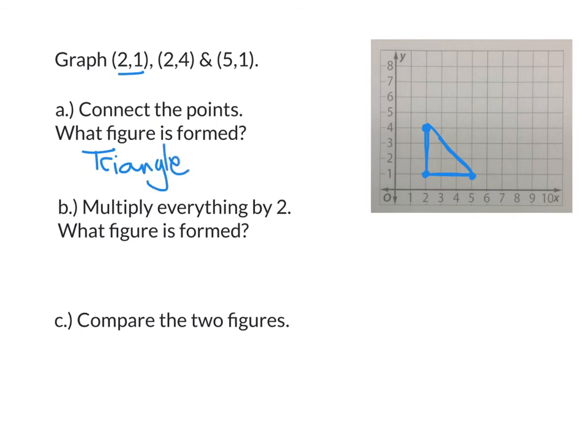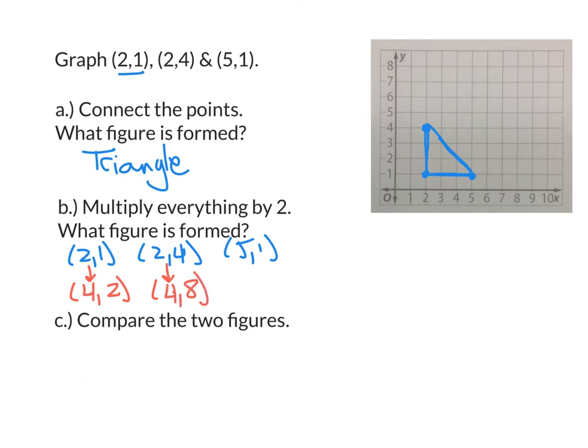In part B, it says multiply everything by 2. So that means when I have these points of 2, 1, and 2, 4, and 5, 1, we're supposed to multiply everything by 2. When we're looking at this first ordered pair, that x-coordinate of 2 gets multiplied by 2, which will give us 4. And the y-coordinate of 1 gets multiplied by 2, so that's 2. In the next point, when we double 2, that's 4, and 4 times 2 is 8. And in this last point, 5 times 2 is 10, and 1 times 2 is 2.